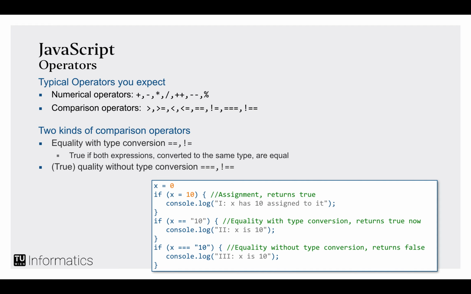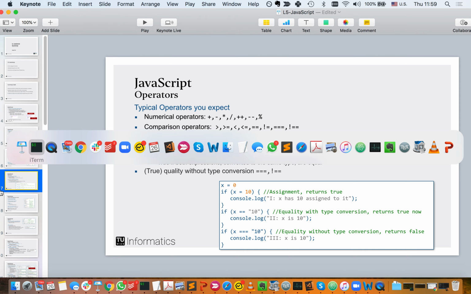Now, the comparison operators are also the ones you might expect, but then you have two different equals operators. You have equals equals, and then you have equals equals equals. The difference between the two is that if you use two equal signs, the one equality operator that you might have seen in different programming languages, JavaScript will do type conversion first. It will try to match the variable as much as possible. So let's have an example on that.